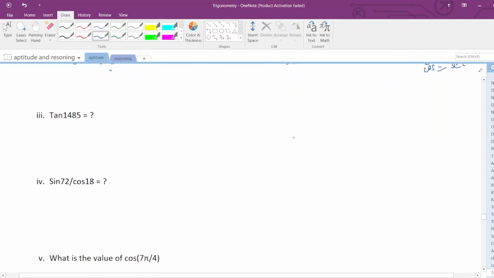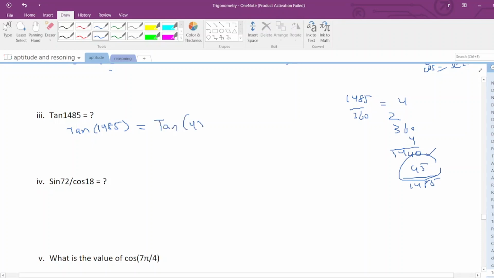Now next I'm moving to tan 1485. So how can we write tan 1485? Divide 1485 by 360, we will get 4 and some 45 degrees remains as the remainder. Okay, 360 into 4: 6 4s are 24, 3 4s are 12 and 14. So plus 45 gives 1485, correct. So this is the remainder. So now how can we write this? tan of 4 into 360 plus 45 degrees. Can I write this, right?